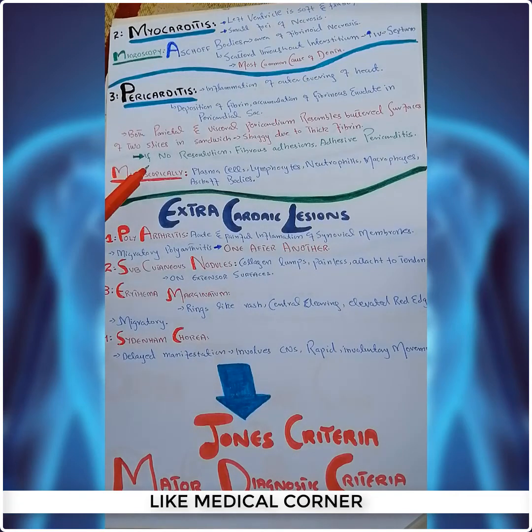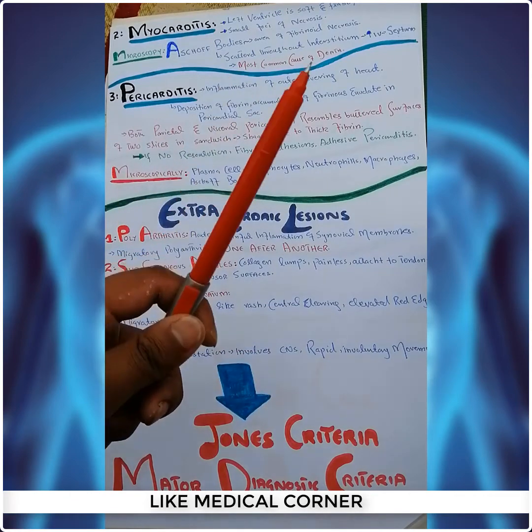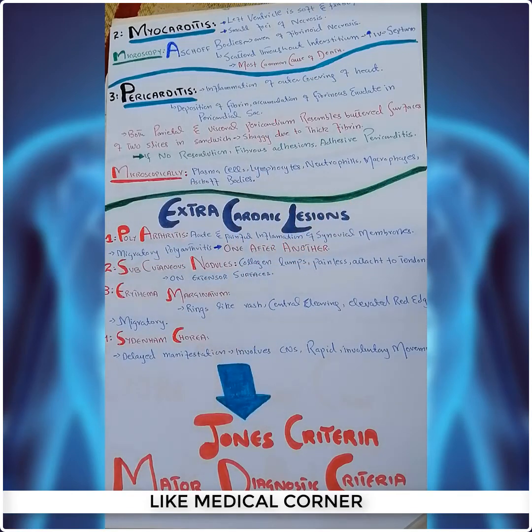If we talk about microscopy of pericarditis, there is presence of plasma cells, lymphocytes, neutrophils, macrophages, and Aschoff bodies in that fibrinous exudate. So these are all about the cardiac lesions in rheumatic heart disease. Now we move on to the extracardiac lesions.